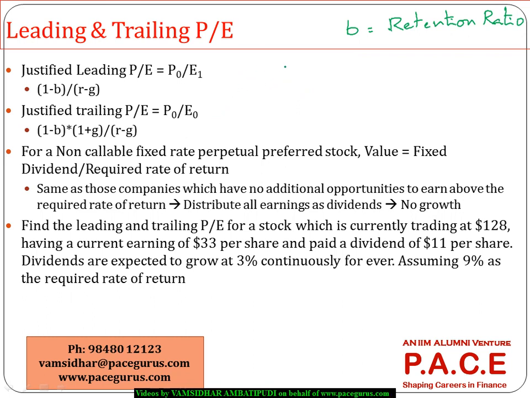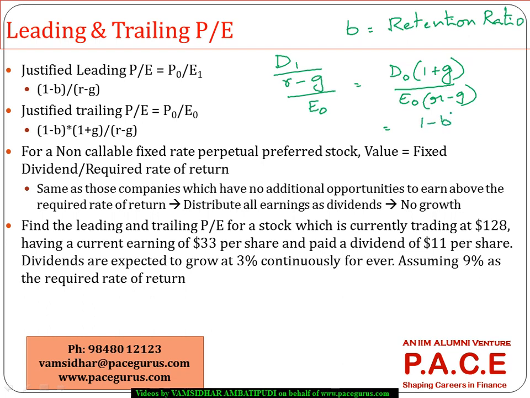The same thing if I am going for trailing: P naught is d1 by (r minus g) divided by E naught, which is the historical earnings. D1 I can write as D naught into (1 plus g), because we are going with the Gordon model. So D naught into (1 plus g) divided by E naught into (r minus g). D naught by E naught again is the payout ratio, the historical payout ratio, 1 minus the retention ratio of the last period, into (1 plus g) by (r minus g). That is what will come out as the trailing P by E ratio.